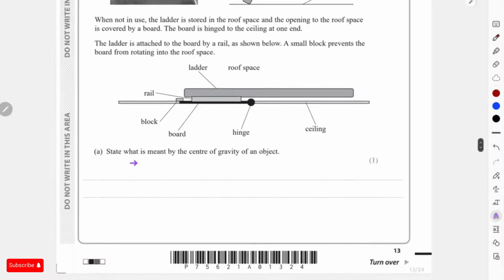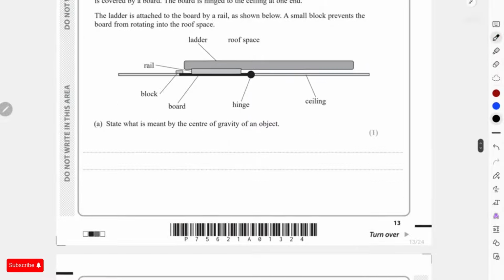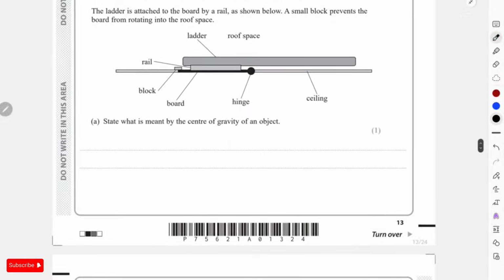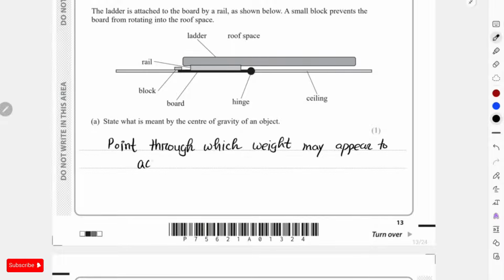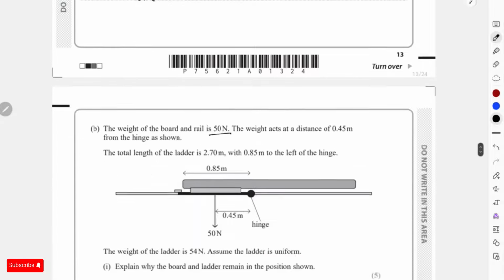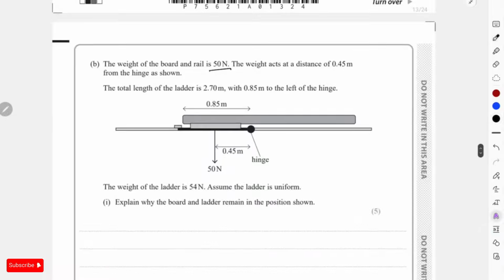At first, it asks us to state what is meant by the center of gravity of an object. We can understand that this is a point through which the weight of an object might appear to act. So I'll just write that definition: point through which weight may appear to act.